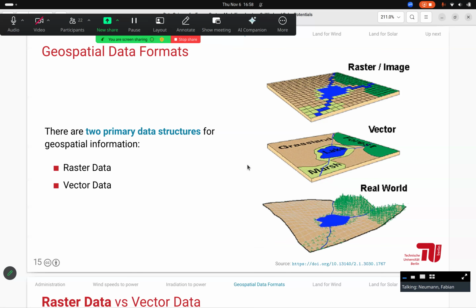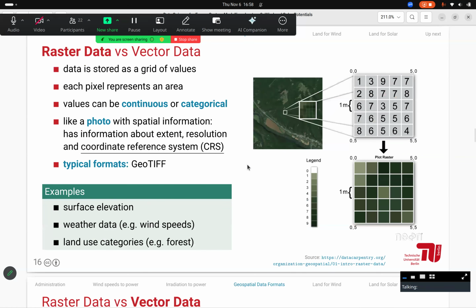And there's two main classes of so-called geospatial data. So data that has spatial information on the geography of the real world. And these are raster image data and so-called vector data. Raster data, so let's go through them step by step. Raster data is pretty much like an image. It has pixels, and each pixel represents an area of the globe. It's even stored in image style file formats.